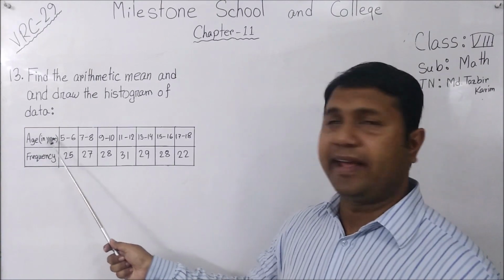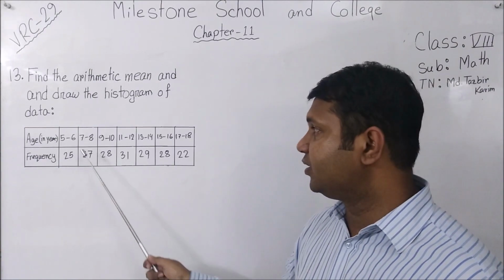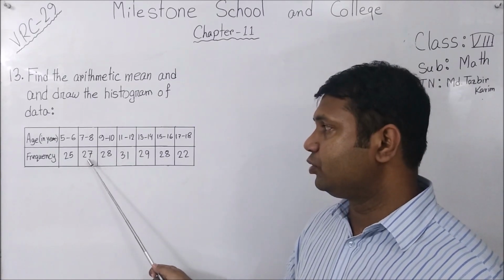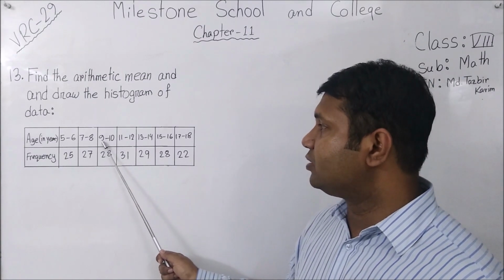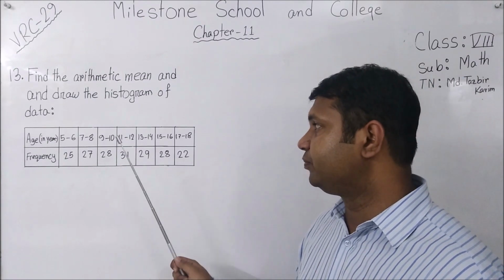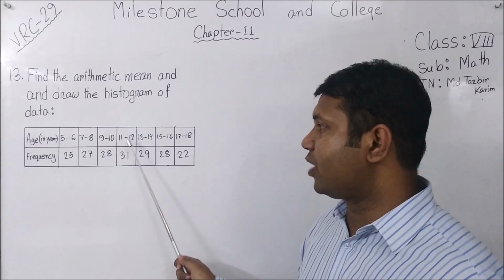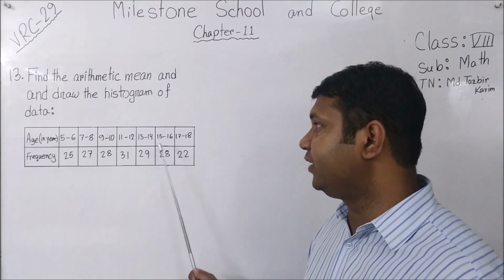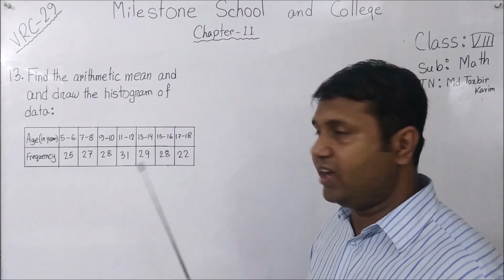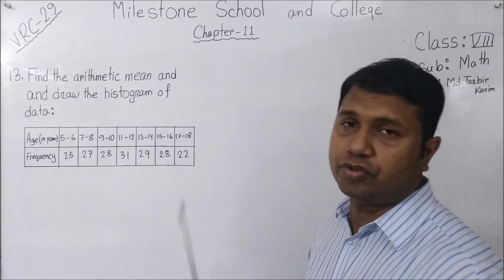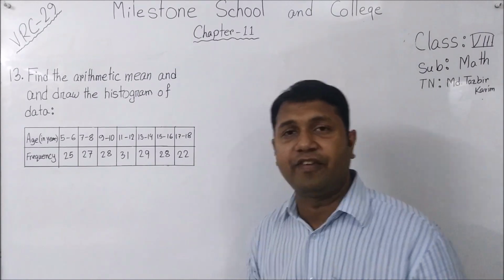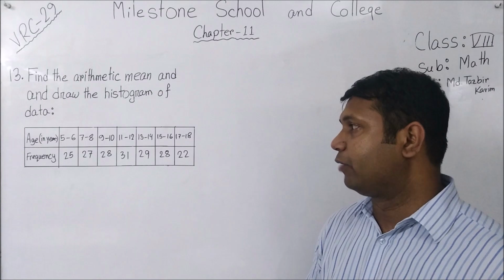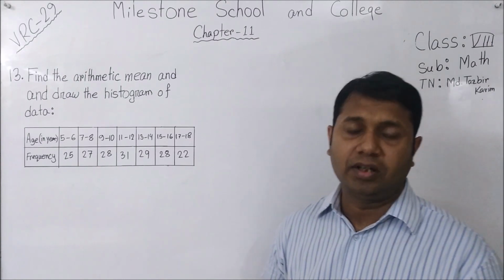Here the age in years is given: 5 to 6, that is 25, then 7 to 8 is 27, then 9 to 10 that is 28, then 11 to 12 there are 31, then 13 to 14 that is 29, 15 to 16 that is 28, 17 to 18 that is 20. So this is the information given about the category of age, and now we have to find out the arithmetic mean from the given data.